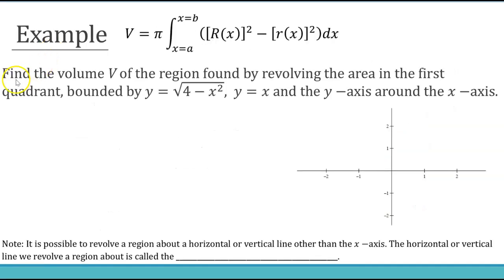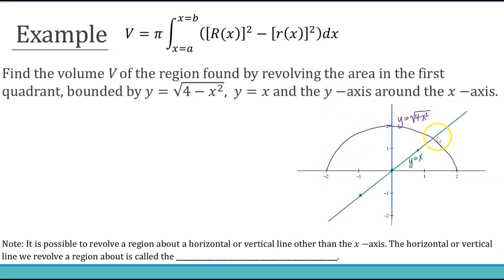Let's look at an example. We want to find the volume of the region found by revolving the area in the first quadrant, bounded by y equals the square root of the quantity 4 minus x squared, y equals x, and the y-axis around the x-axis. We need to start by finding this area that we are rotating. So let's graph the square root of quantity 4 minus x squared, which is a semicircle on top of the x-axis with a radius of 2, the line y equals x, and then the y-axis.